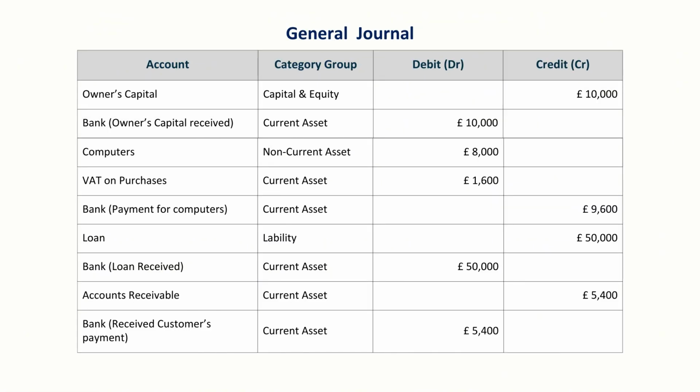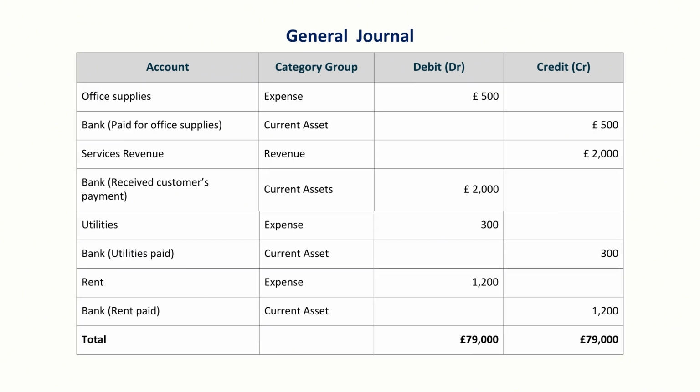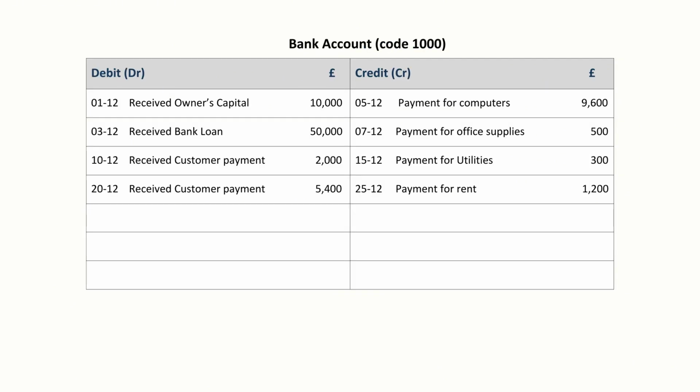Now that we've posted our transactions into T accounts, let's bring everything together in one place. This table is the general journal. It shows every debit and credit from all the accounts we used. When we list all the debits and credits together like this, the total debits must equal the total credits. This is a quick way to check that our double entry work is correct. To make it clear, we'll use the bank account as our example, since it has several transactions and is ideal for showing the balancing process.